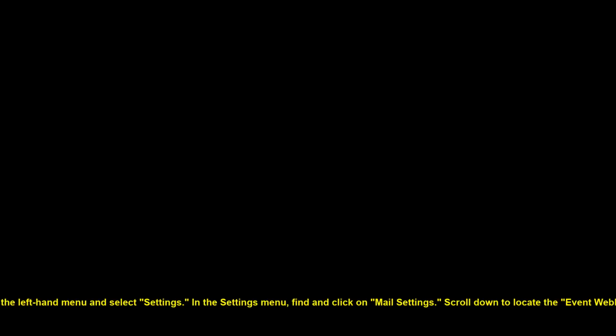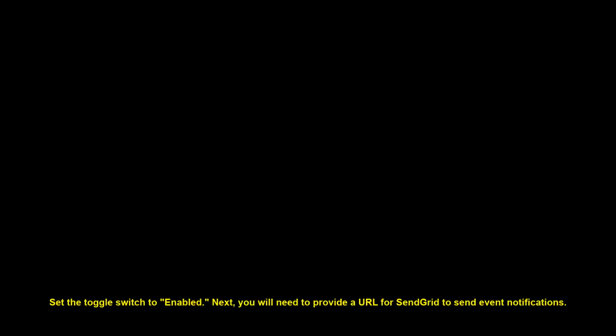Once logged in, navigate to the left-hand menu and select Settings. In the Settings menu, find and click on Mail Settings. This will take you to the Event Webhook Settings page. On this page, you will see a toggle switch to enable the webhook. Set the toggle switch to Enabled.